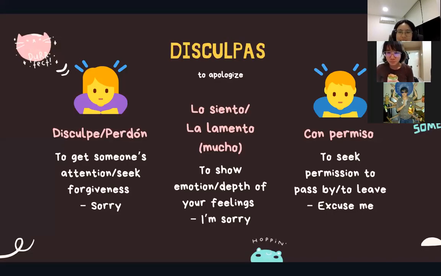Moving on to the next slide, disculpas, which is to apologize. The first one is disculpe or perdón, which means to get someone's attention or seek forgiveness. In other words, it means sorry. The second one is lo siento or lo lamento, and this is the equivalent translation to I'm sorry. However, if you want to say I'm very sorry, you can say lo siento mucho or lo lamento mucho. This is to show emotion or depth of your feelings.